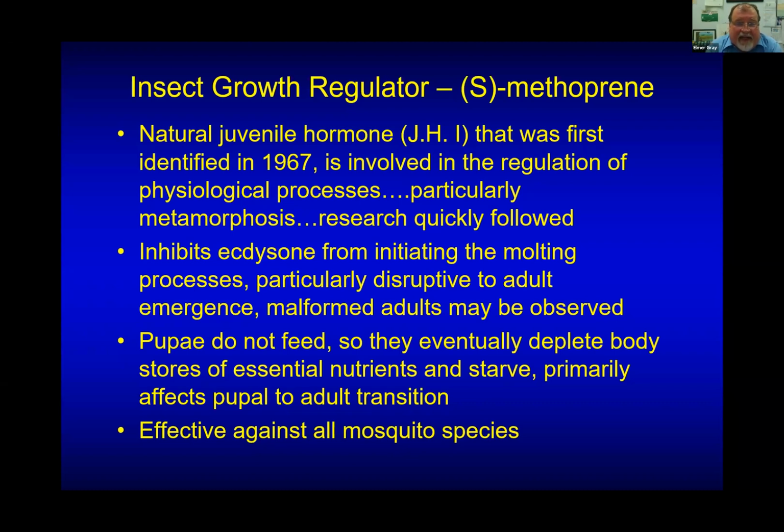It inhibits ecdysone from initiating the molting process. It's particularly disruptive to adult emergence, and malformed adults may be observed on the water surface of treated areas. The pupal stage does not feed, as we're all aware, so they will eventually deplete the body stores of essential nutrients and starve. So it primarily affects the pupal to adult transition stage, and it's effective against all mosquito species.